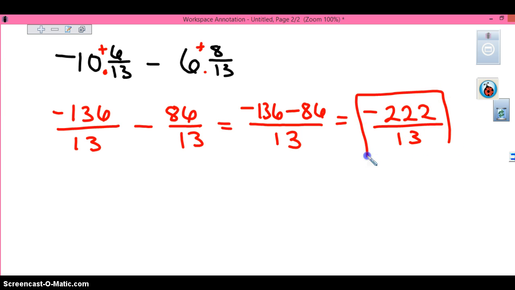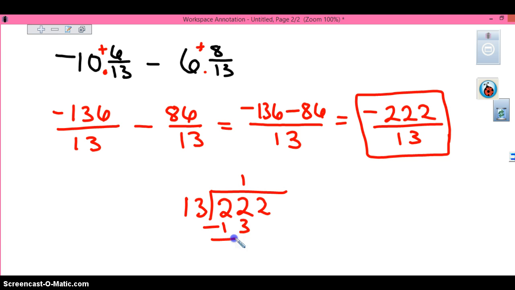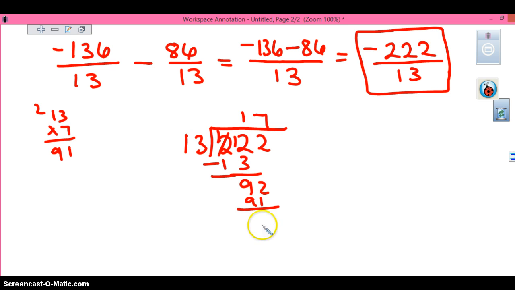We cannot simplify this. We can change it to a mixed number. If we divide 222 by 13, it goes into 92 7 times. 13 times 7. That means -17 1/13.